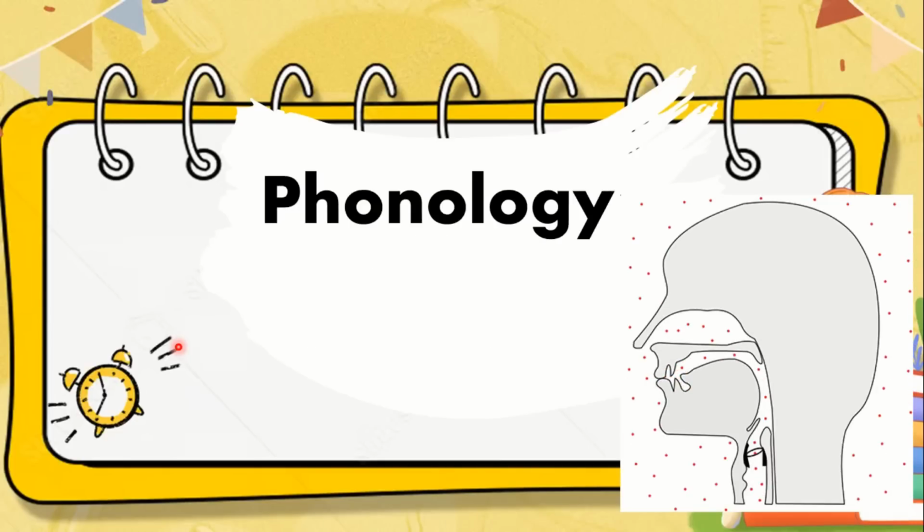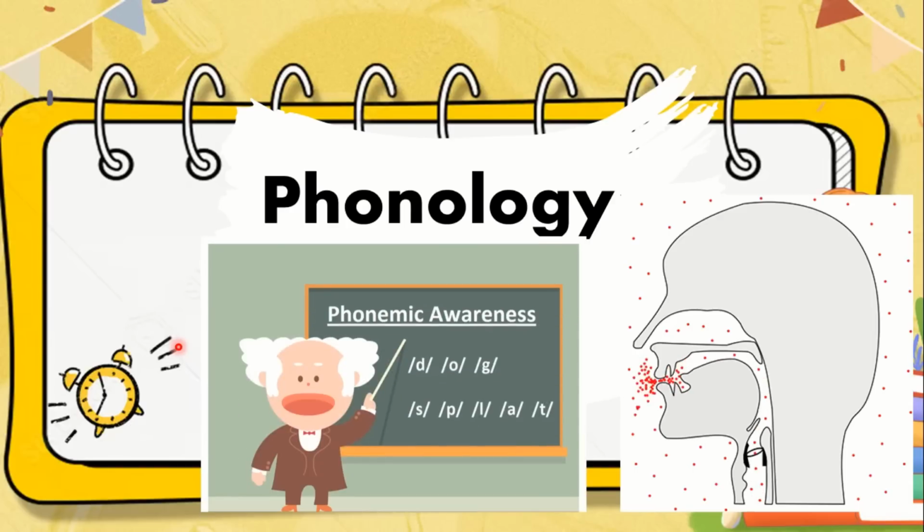Number 1 is phonology. This refers to the sound system of a language. A phoneme is the smallest unit of sound within a language. For example, the word dog is made up of 3 phonemes: d, o, g. That is phonemic awareness, or the phonology, or the phonemes.